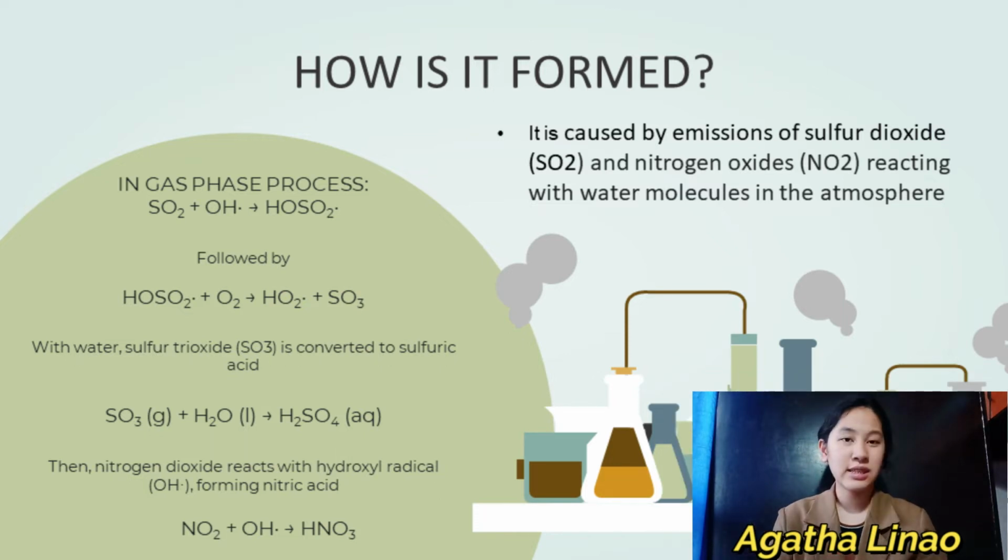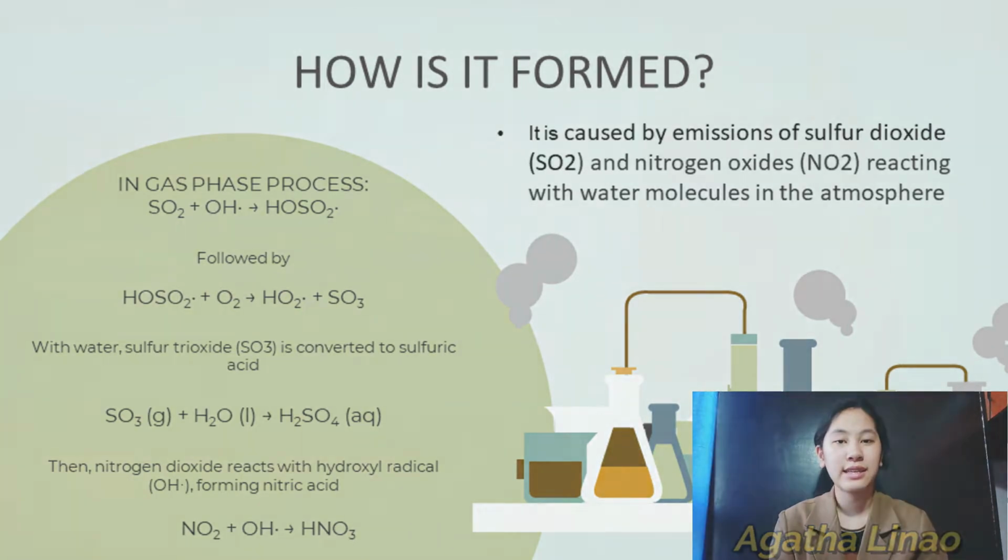In the gas phase, sulfur dioxide is oxidized by a reaction with hydroxyl radical. Due to forces of attraction, sulfur dioxide reacts with hydroxyl radical, producing hydroxysulfonyl radical, followed by hydroxysulfonyl radical reacting with oxygen, forming hydroperoxyl radical and sulfur trioxide.